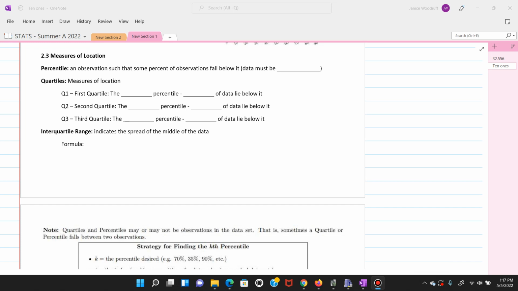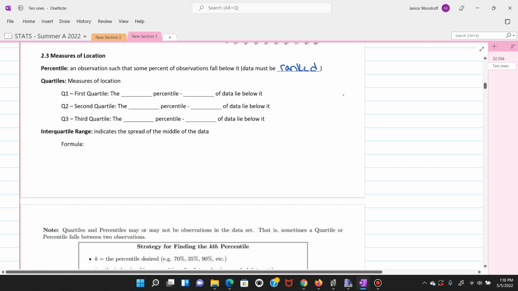Okay, section 2.3, we are looking at measures of location. We have percentiles. If I'm looking at a percentile, that is telling me that some percent of observations are falling below it. To find a percentile, the data must be ranked.